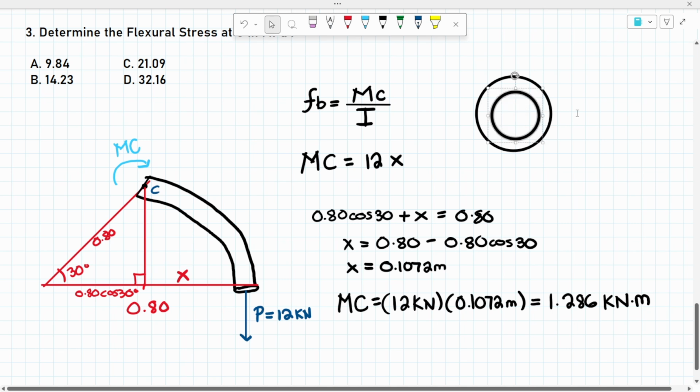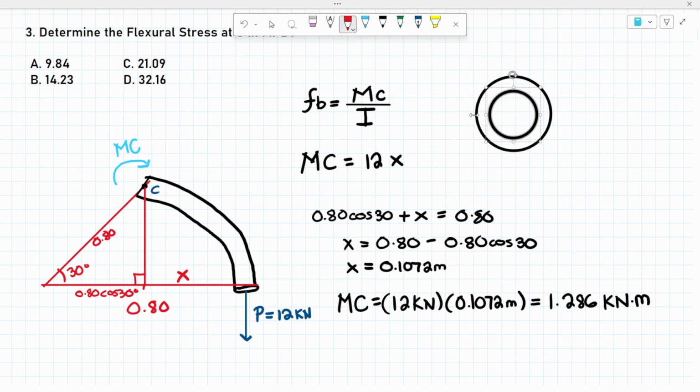So if this is a circular section, the neutral axis will be at the middle. The distance from the neutral axis to the extreme fiber, either at the top or at the bottom, that is simply ito. This is the outer diameter divided by 2, or 110 over 2, which is 55 mm. Okay, so this is your C. This is the value of your C.